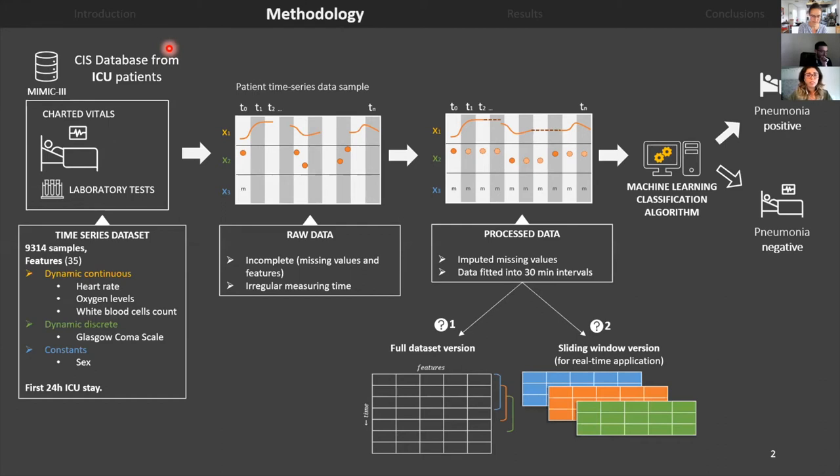And well, as you can imagine, the raw data is quite messy. It is incomplete. It has missing values and figures. And of course, the measuring time is quite irregular. So we needed to pre-process this data and make it useful for a machine learning classification algorithm. We imputed the missing values and we fitted the data into 30 minute intervals. From there, we derived two different data sets. Well, it's just the same, but organized differently. One is a full version of it. Another one is a gliding window in order to test it for a real-time application. And this is used to binary classify the samples.